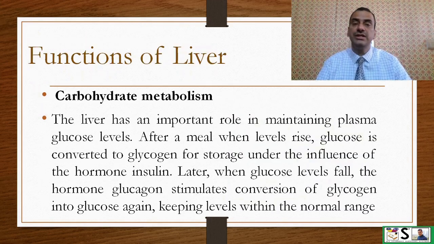Functions of the liver. The liver is very active and it has a lot of functions to do. First of all, carbohydrate metabolism. The liver has an important role in maintaining plasma glucose level. After a meal, when the level of glucose rises, the glucose is converted to glycogen for storage under the influence of the hormone insulin. Later, when the glucose level falls, the hormone glucagon stimulates conversion of this glycogen into glucose again, keeping the level within the normal range.